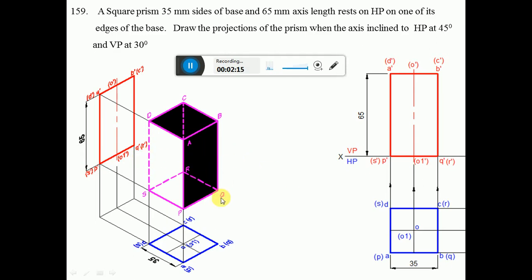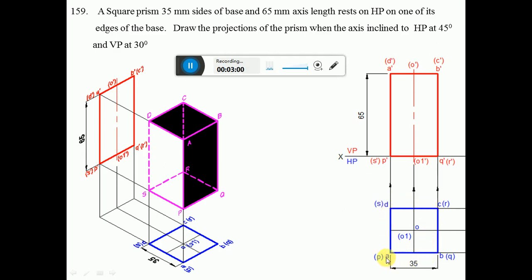Now the same thing which we need to understand by using the orthographic view. Since it is resting on one of the edges on HP, PS and QR are both the edges which are perpendicular to VP. So draw a vertical line, measure a distance of 35 mm and mark this. Then from here draw a perpendicular, and also from here draw a perpendicular and measure a length of 35 and mark this point. Similarly, from here you mark 35 mm and then join these two to complete the square of 35 mm side.